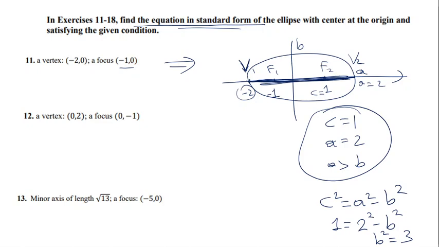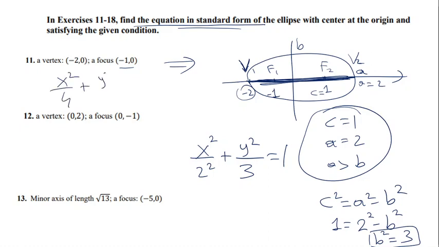So we have A squared and we have B squared. It will be x squared over A squared, which is 2 squared, plus y squared over B squared, which is 3. Then this will be x squared over 4 plus y squared over 3 is equal to 1.